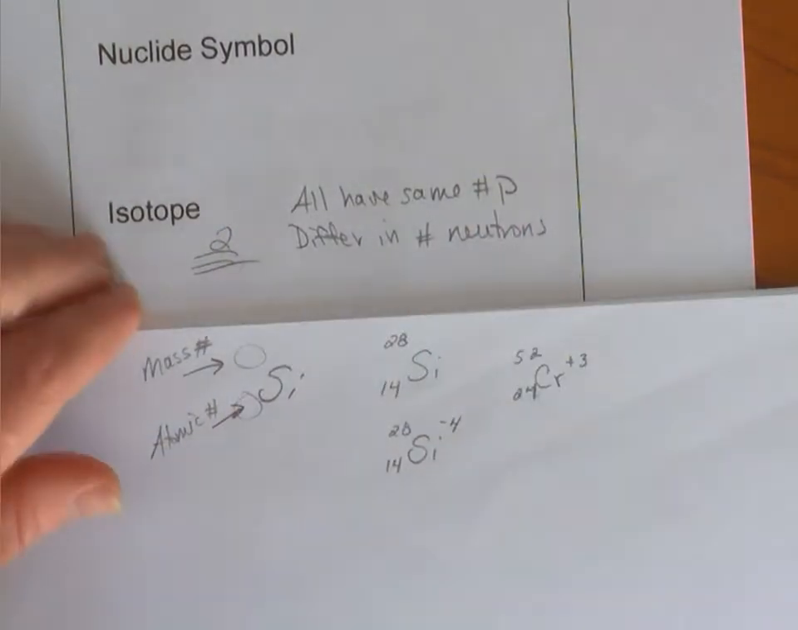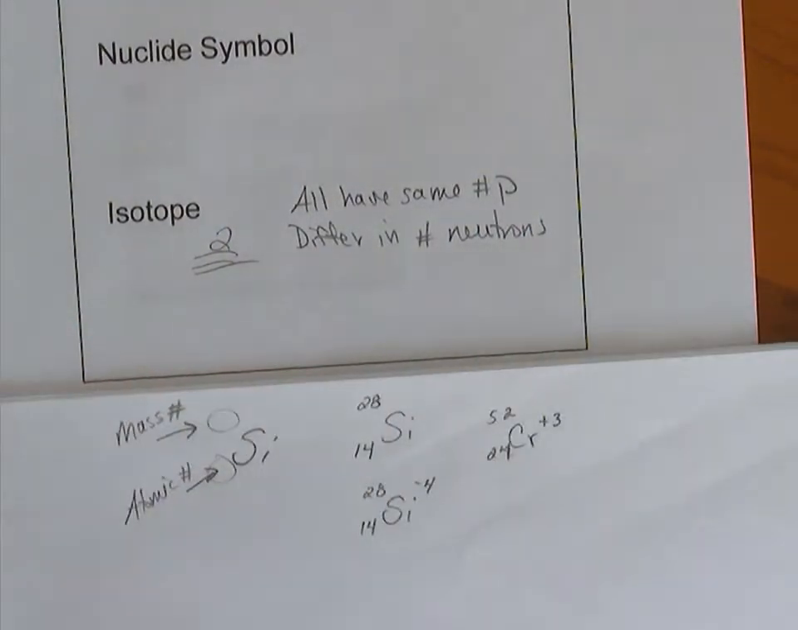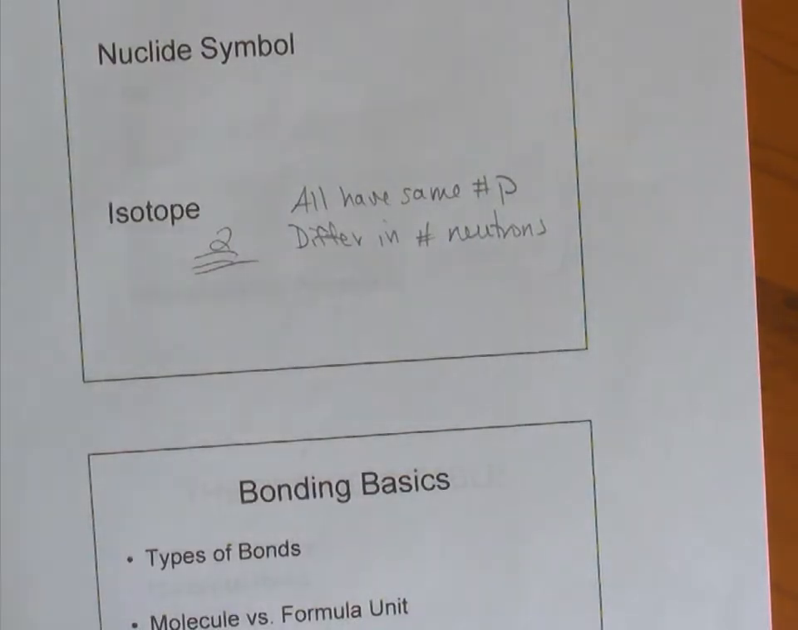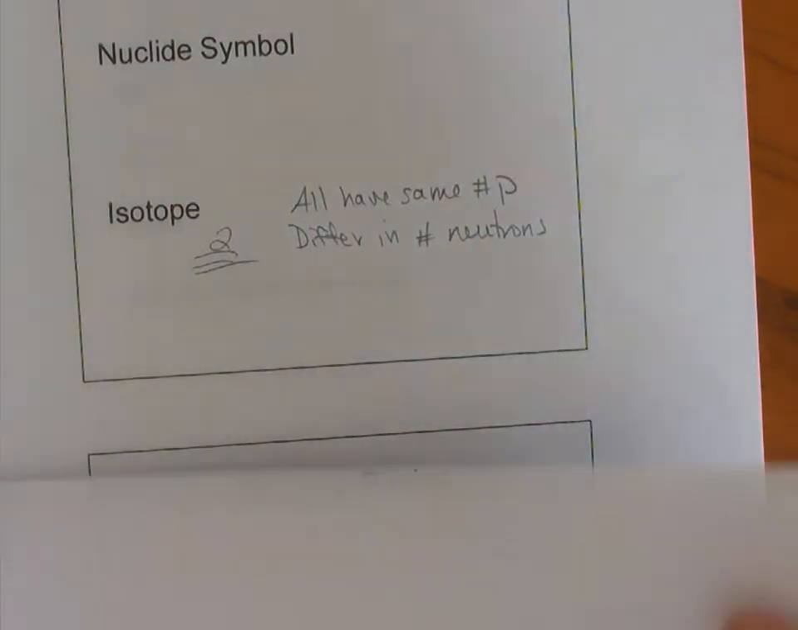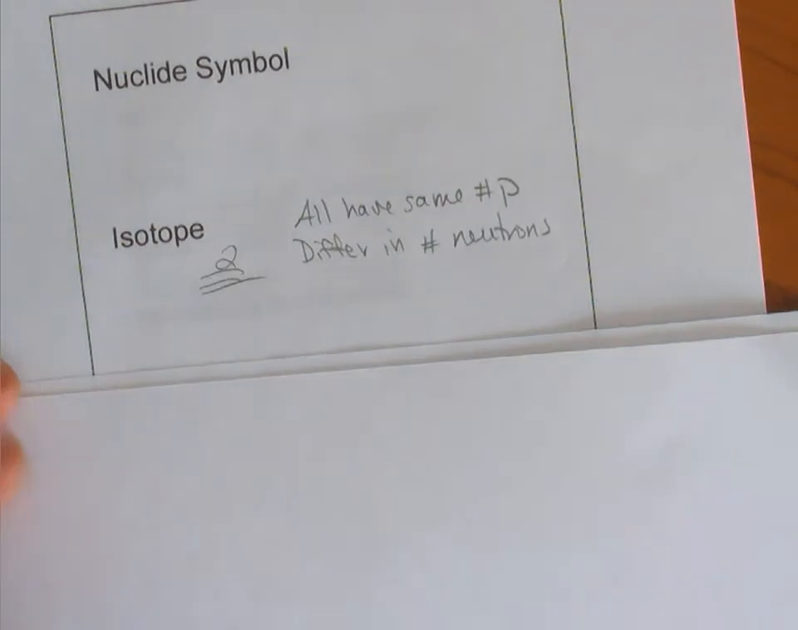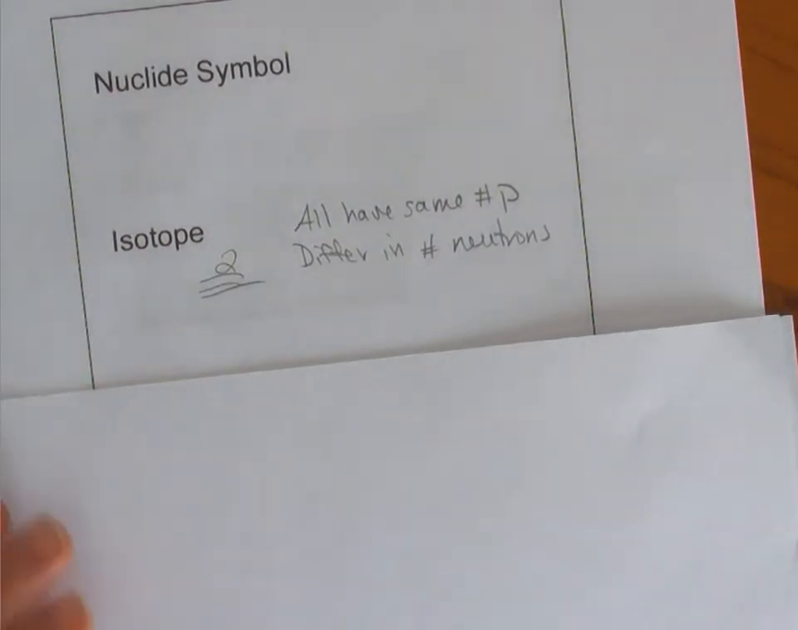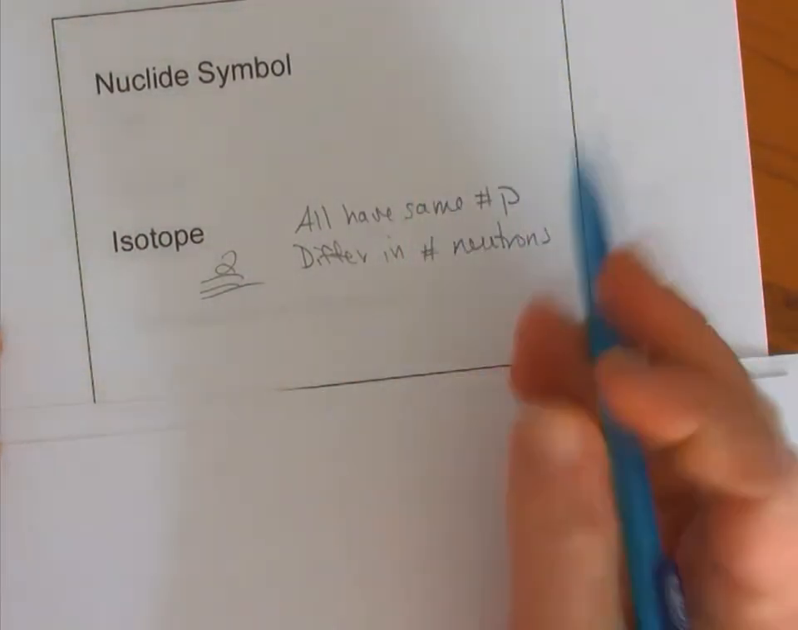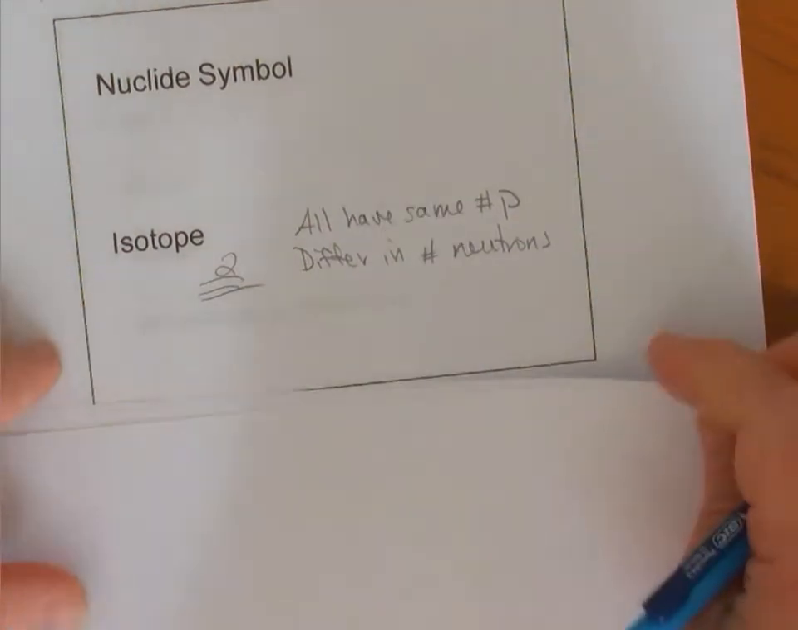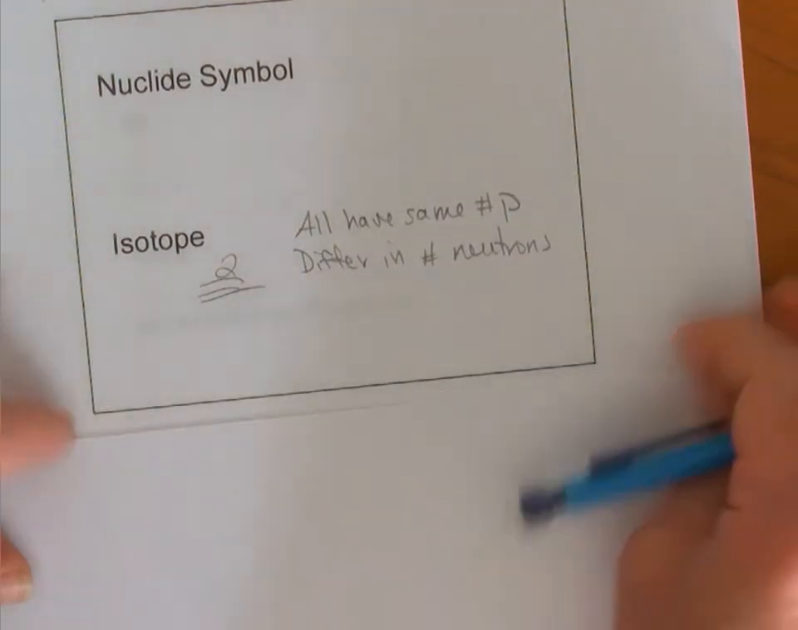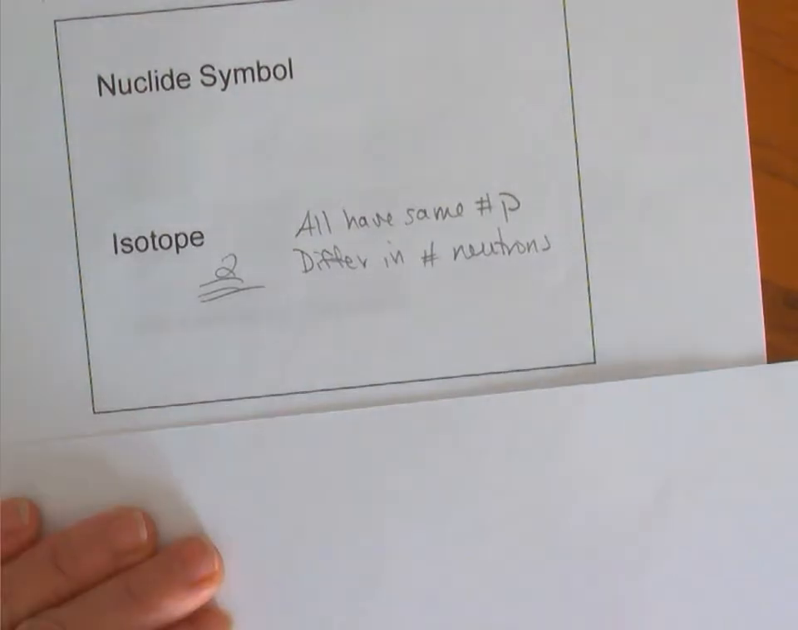There are 3 most common isotopes of hydrogen, actually. You don't have to know this. You just have to know that all elements have at least 2 different versions, and we call them all isotopes. Just like you and your brother and sister, you're all siblings.